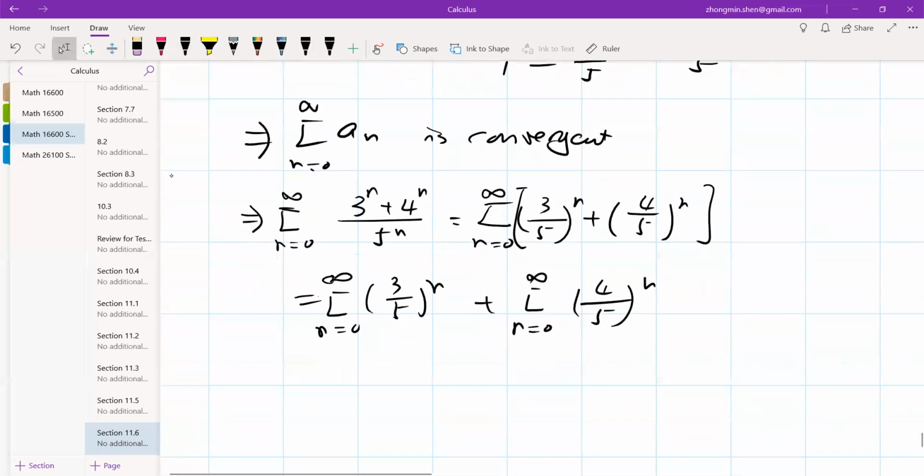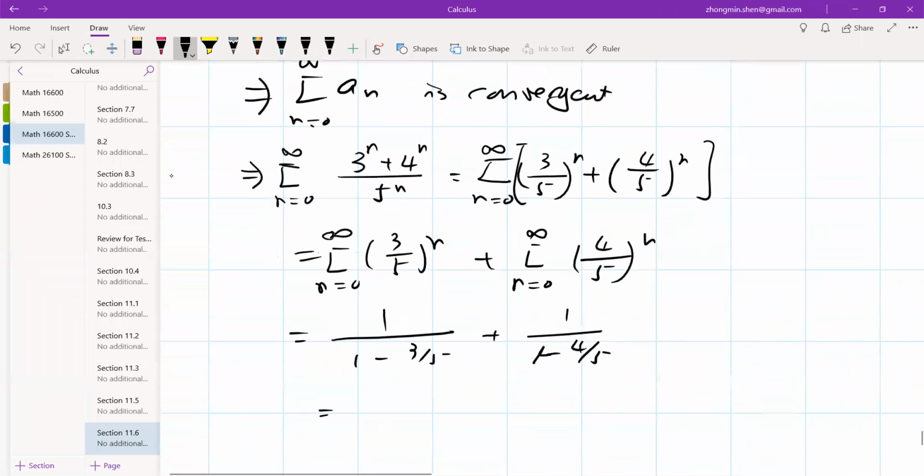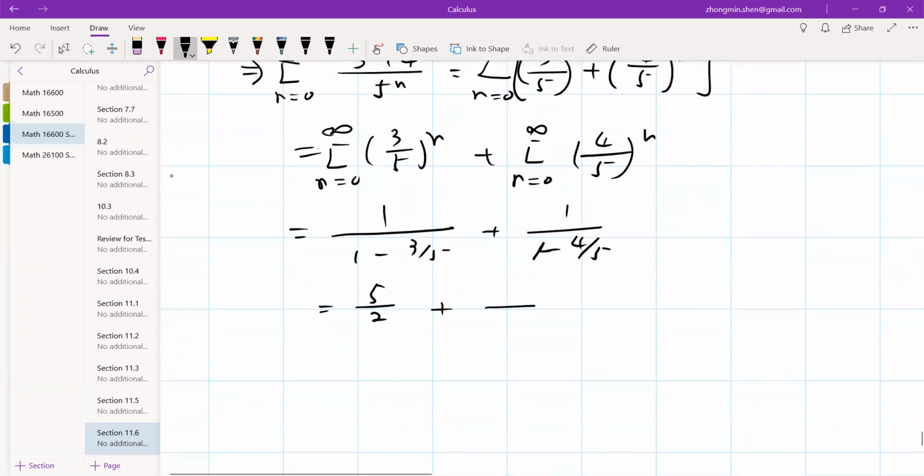If the starting term is n equals 0, then this is going to be 1 over 1 minus 3 over 5 plus 1 over 1 minus 4 over 5. And you simplify it, you will get 5 over 2 plus 5 over 1, which is going to be 15 over 2. It's not only convergent, you also get a limit. Get the final sum.